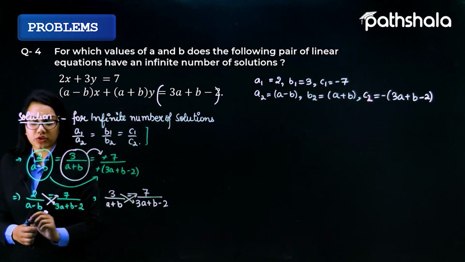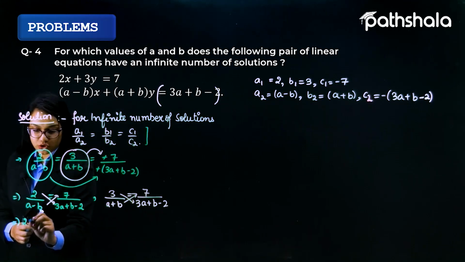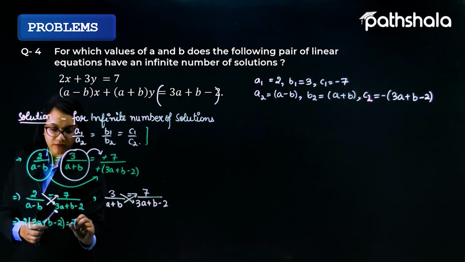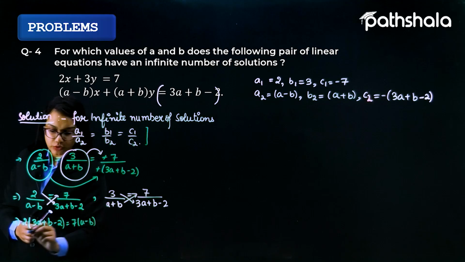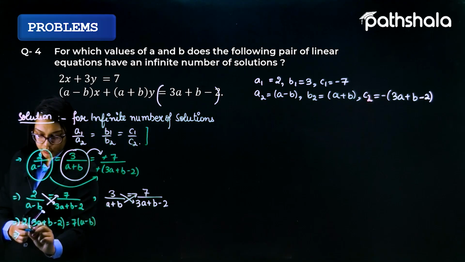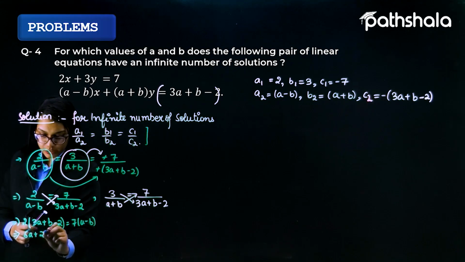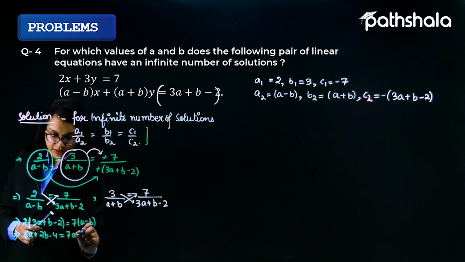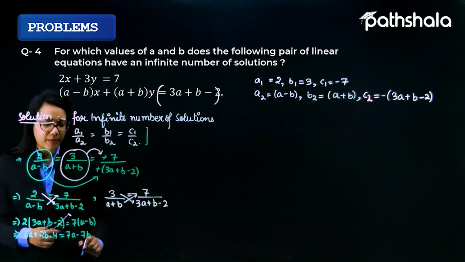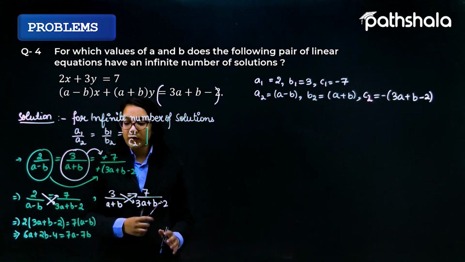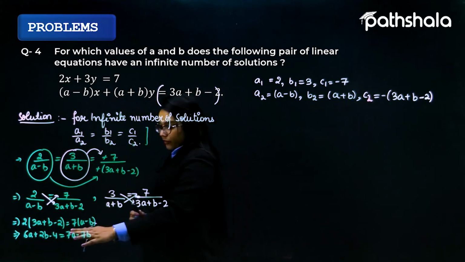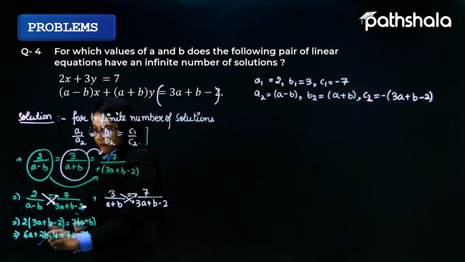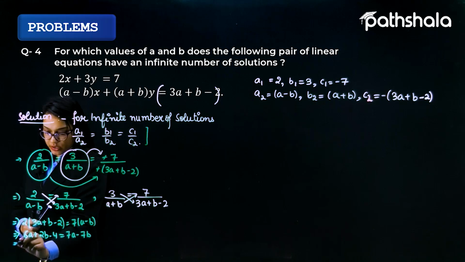Now let's talk about this one. First of all, we solve this as 2(3a + b - 2) = 7(a - b). So this is of the form 6a + 2b - 4 = 7a - 7b. As you can see, we have 6a + 2b - 4 = 7a - 7b. We can solve it further for the values of a and b.